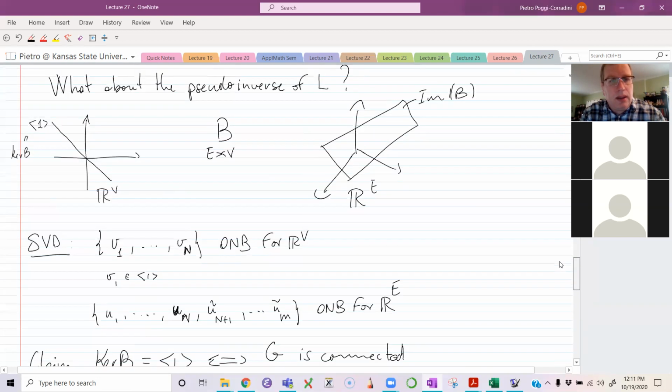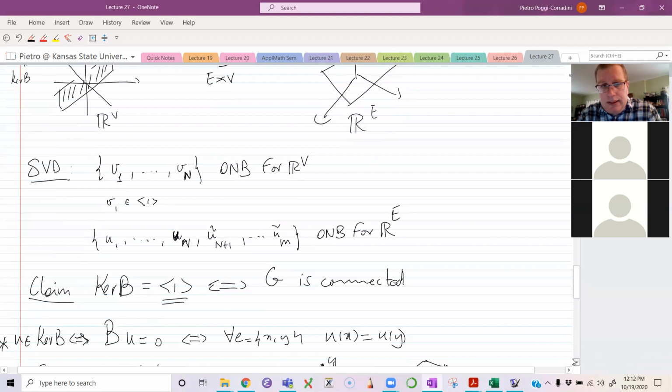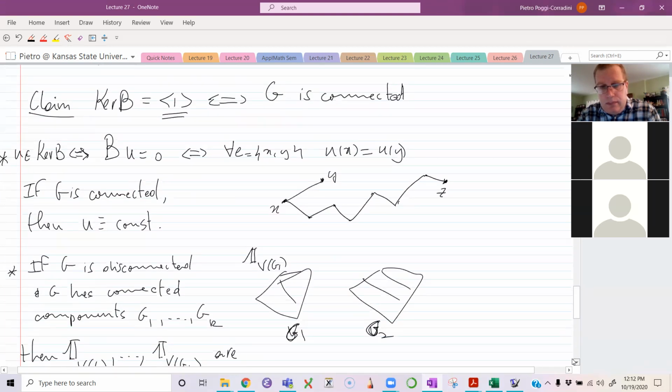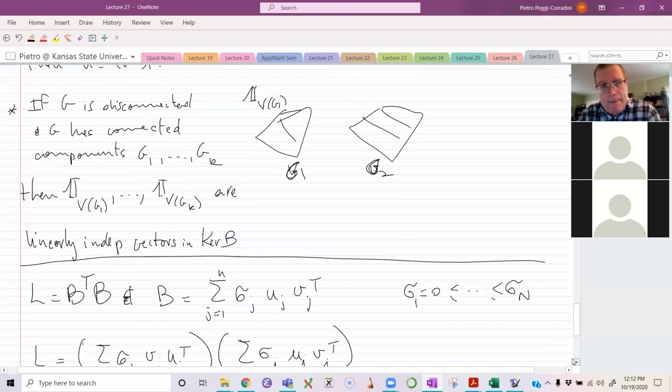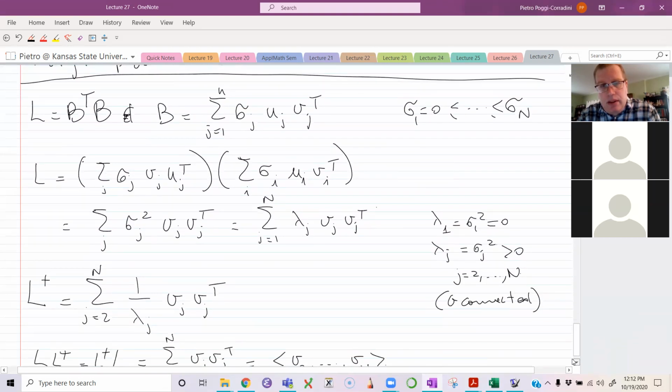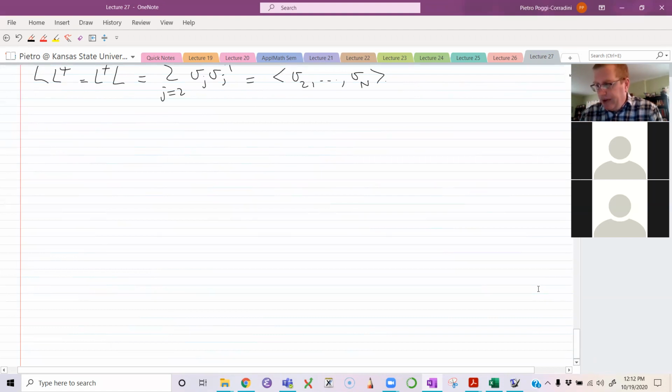Right? So the picture would be some kind of space here, the orthogonal complement to the kernel of B, which is also the kernel of L. The kernel of B and the kernel of L are the same. That can be proved fairly easily.